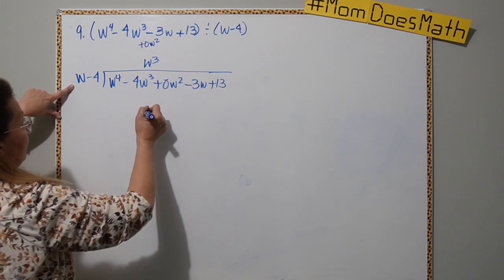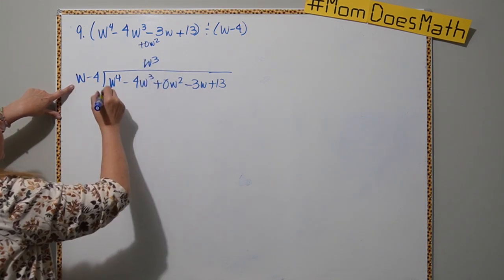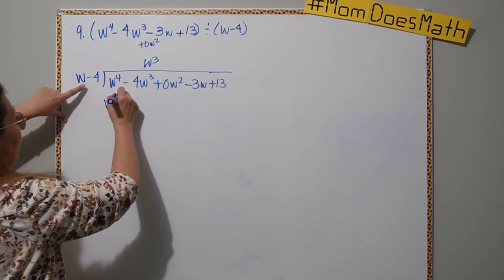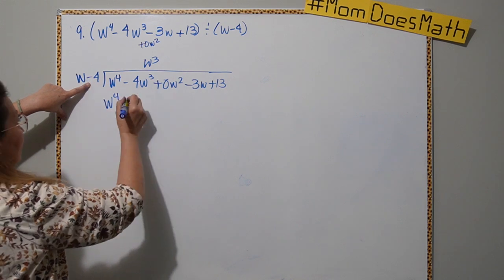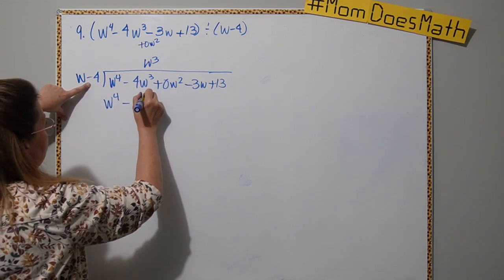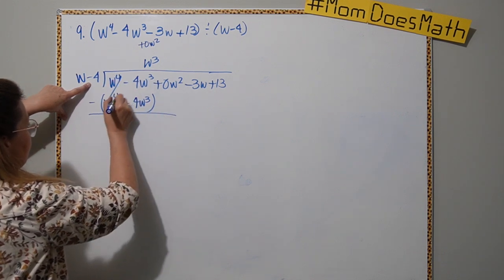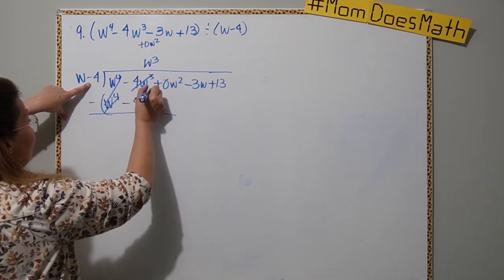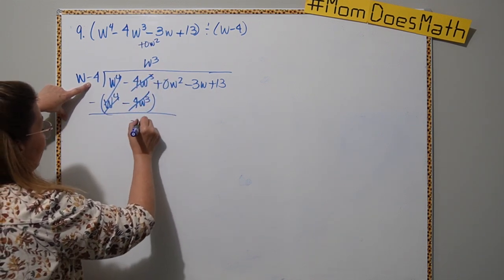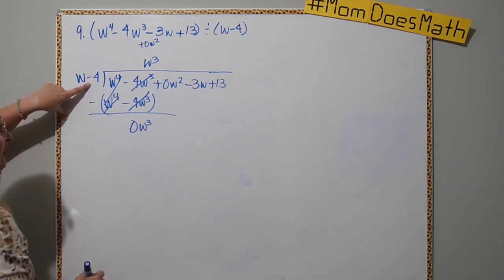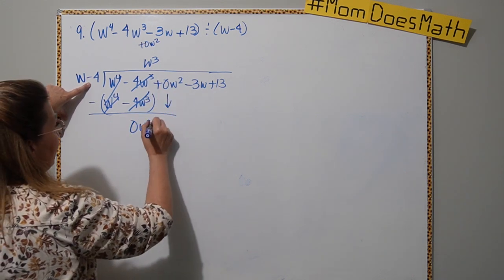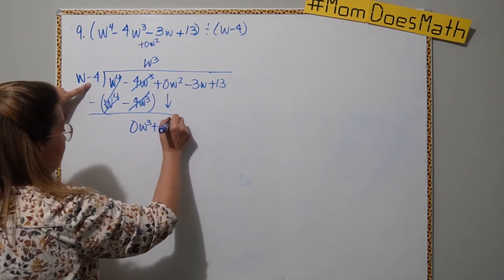Okay? So, what would I multiply w by to get w to the 4th? Just w to the 3rd. W to the 3rd times w is w to the 4th. W to the 3rd times minus 4 is minus 4w cubed. All right, now we're subtracting. This subtracts out, and this subtracts out. So what I have is 0w to the 3rd. And then I'm going to bring this down, and I'll have 0w squared.